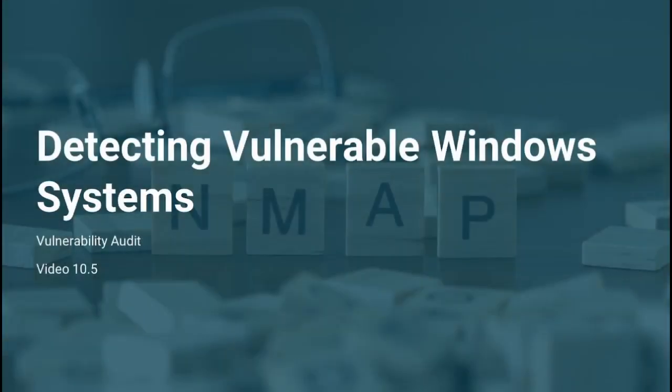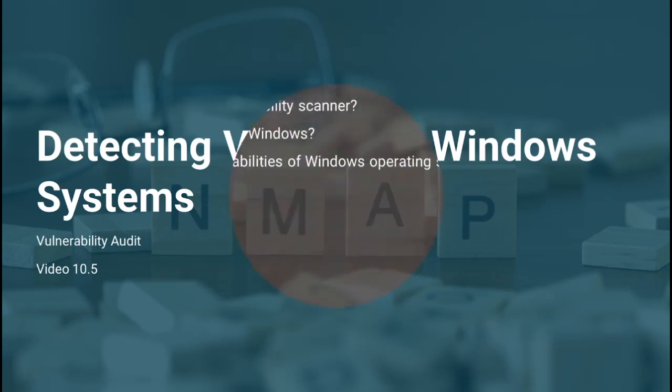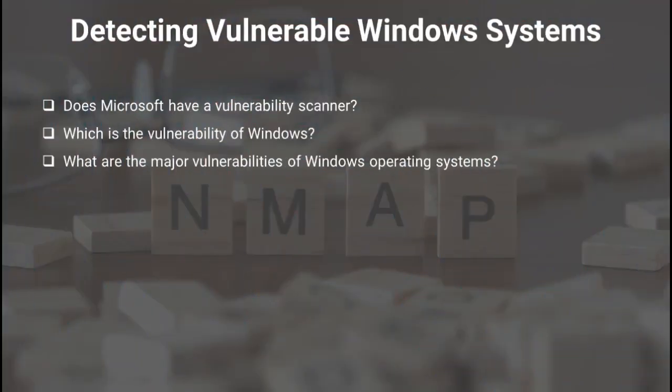Alright folks, welcome back to another video from section 10, vulnerability audits. In this video, as you can see, we're going to talk about detecting vulnerable Windows systems. This is the last video from section 10, video 10.5. As always, we're going to answer some questions about Windows vulnerabilities. It's one example, because in the previous videos we talked about scanners, and I'm going to show you one of them that I have, and talk about Windows vulnerabilities, famous things, and try to have an overview of it.